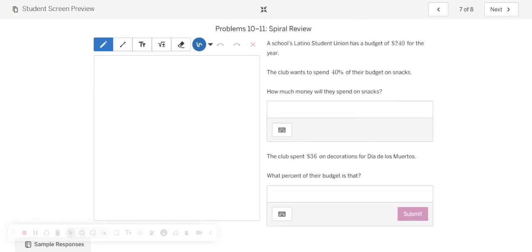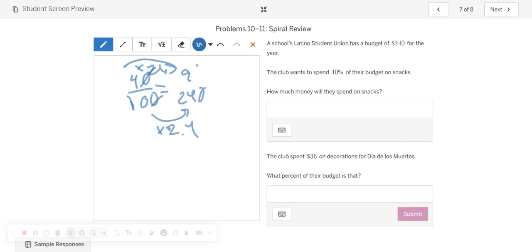Budget is 240. 40% of that would be 40 over 100 equals what over 240? That's times 2.4 if you had a calculator. But as a top to bottom number, let's see. If I divide by 10, divide by 10, and then multiply by 24. 4 times 24, according to my multiplication chart, is 96. So that's $96.